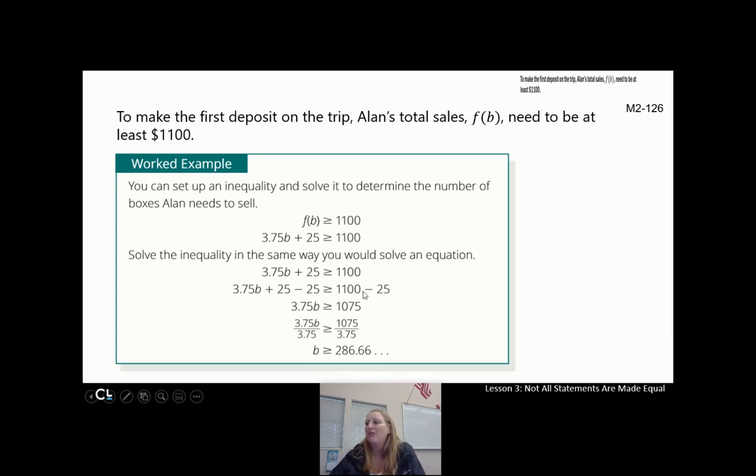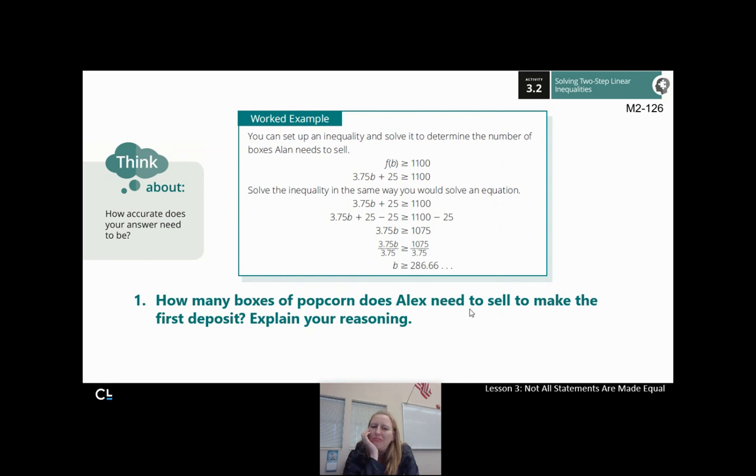So subtract 25 from both sides. That gives us 1,075 over here. And of course, that means those cancel out. Divide by 3.75 on both sides, so those cancel out. Now, unlike the problems we were doing earlier, this one didn't end up so pretty. We got B is greater than or equal to 286.666, with 6s going forever and ever. So here's the question now that we've done this work.